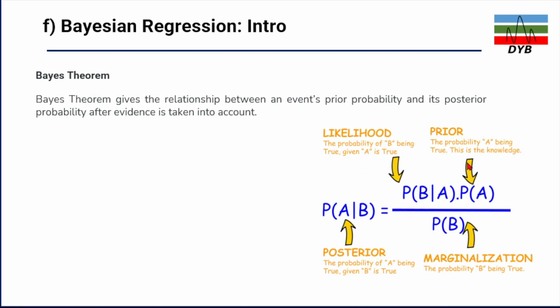So let's look at the understanding of this method, which is Bayes theorem. Bayes theorem gives the relationship between the prior probability of an event and the posterior probability after the evidence is taken into account. So the probability of A given B, or the probability of A being true given B is true, depends on B and A, and also on the probability of A divided by the probability of B. This is called the posterior probability, and this is the likelihood, and the prior, and this is the marginalization.